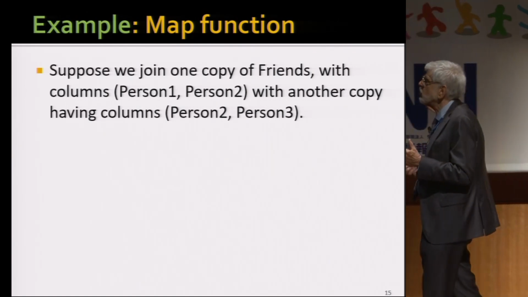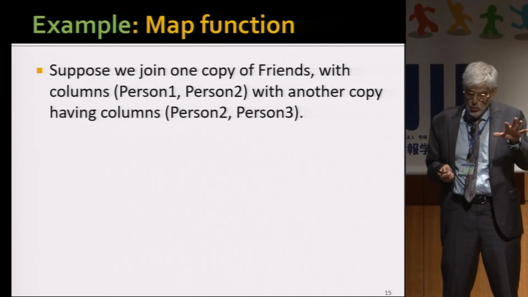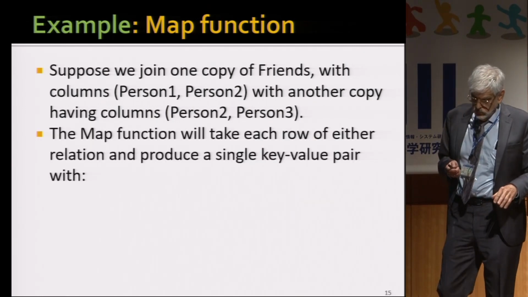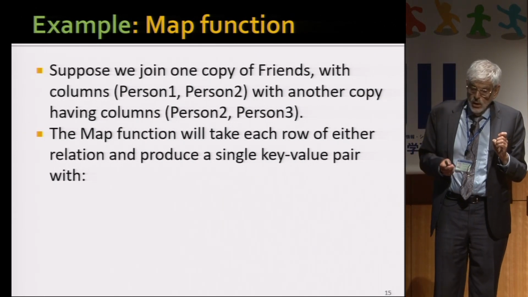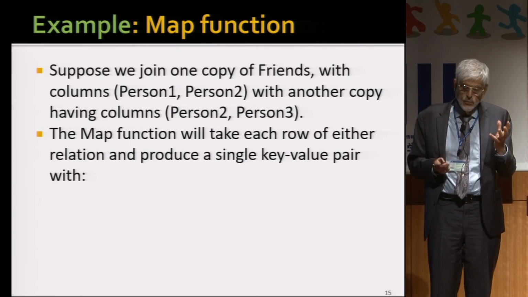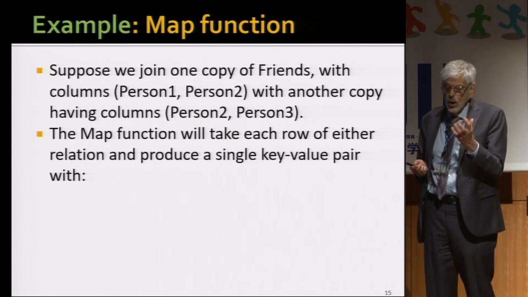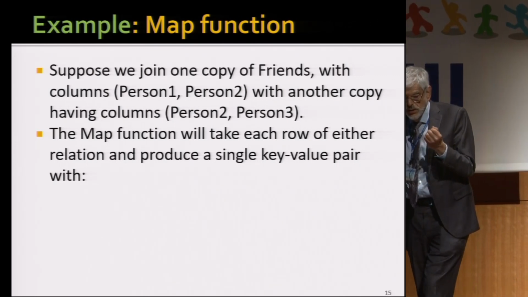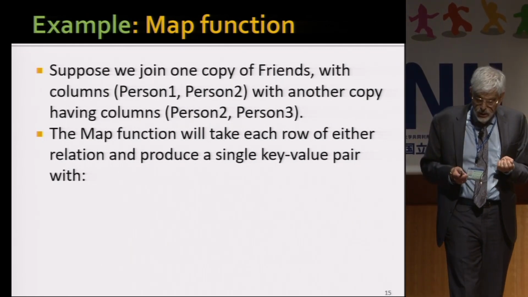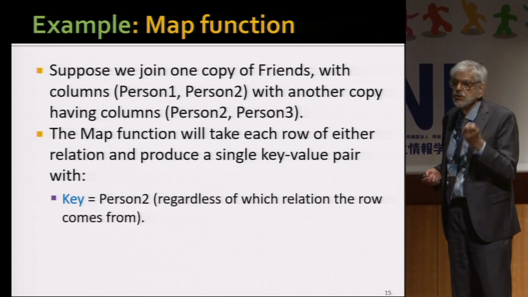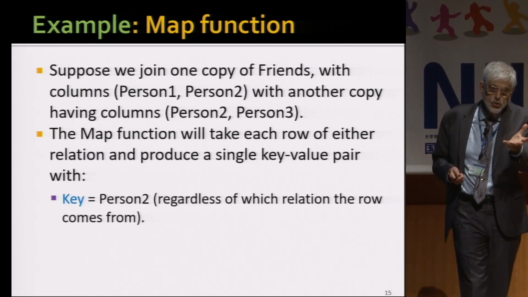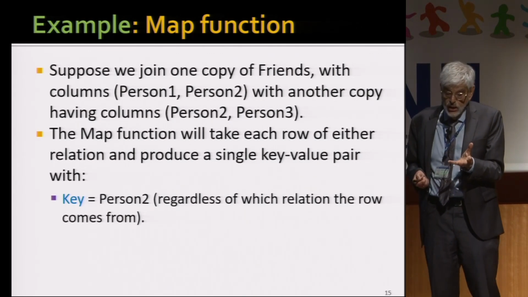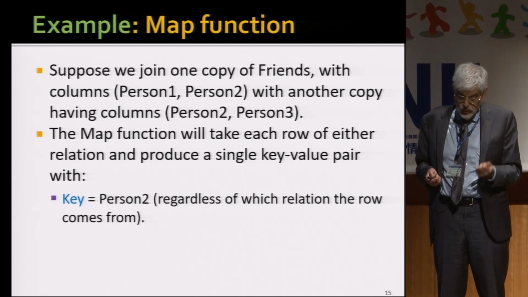Okay, so let's see how you'd write a map function to join, let's say, the person 1, person 2 relation with a person 2, person 3 relation. Well, first of all, a map function can produce any number of key value pairs for one input. In this case, it will only produce 1 key value pair for each row of the input. And whichever relation the row comes from, it's going to produce 1 key value pair where the key is person 2. That is, if it comes from the person 1, person 2 relation, then it's taking the second column. If it comes from person 2, person 3, then it's taking the first column. But the key is always person 2.